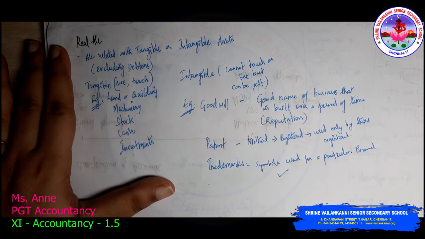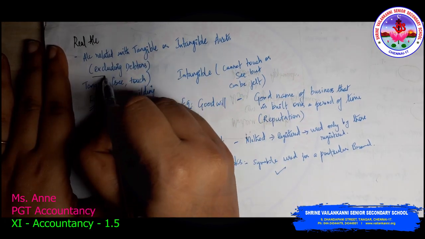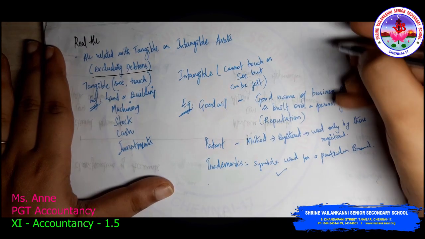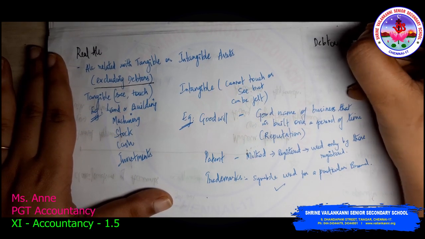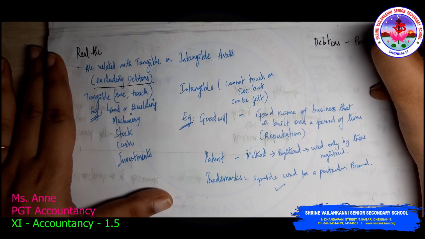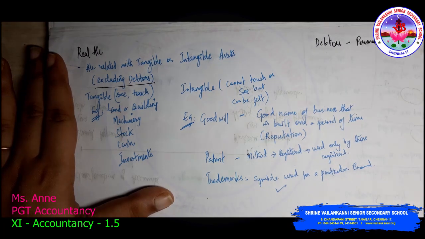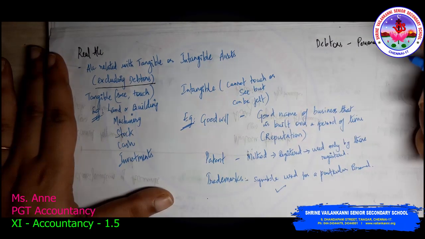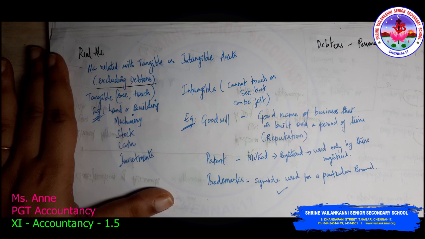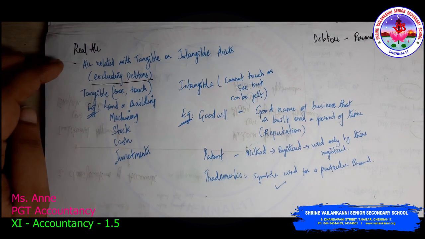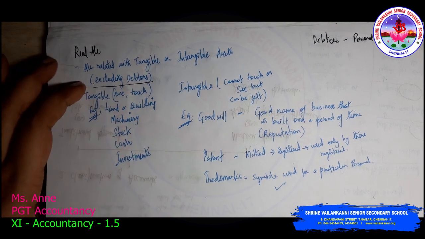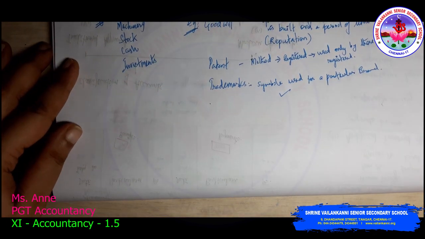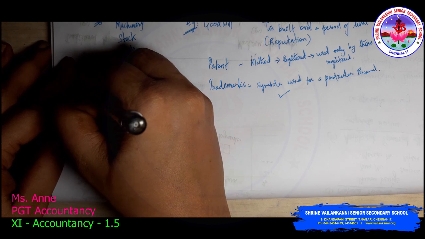Now a real account is all about tangible and intangible assets except debtors. Debtors is a personal account. Okay, so we will be learning about personal accounts when we are doing a sum, but as of now a real account includes all the assets except debtors. So the next one we are going to learn is the nominal account.